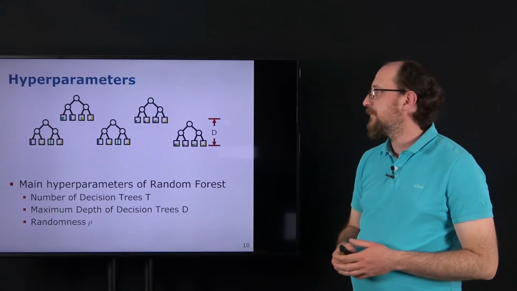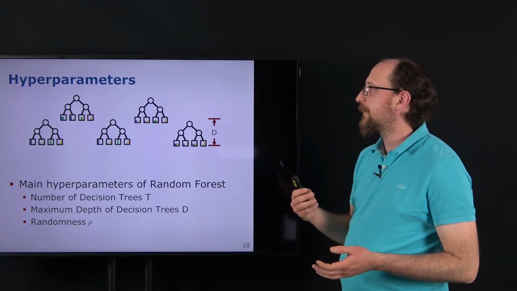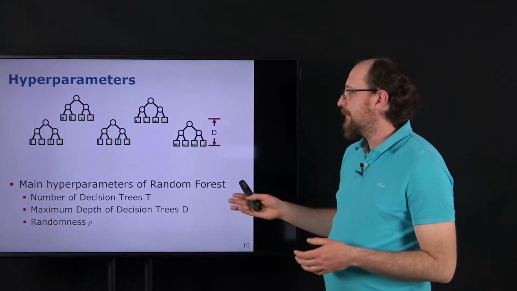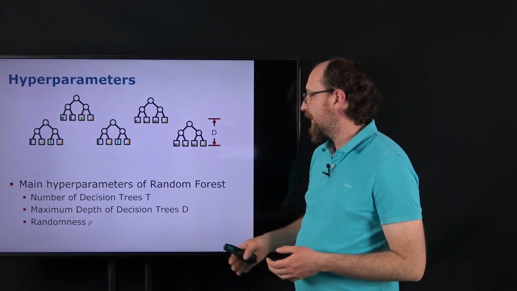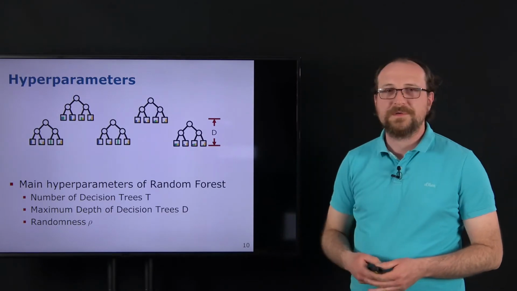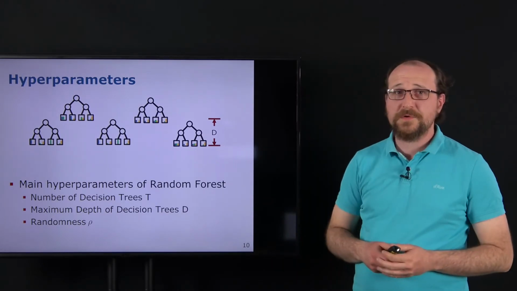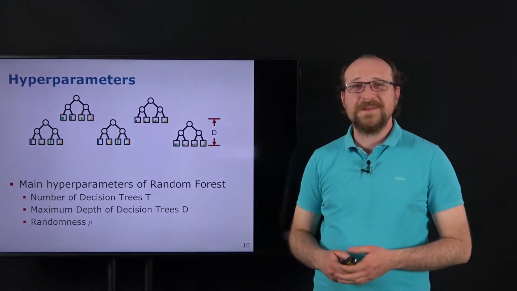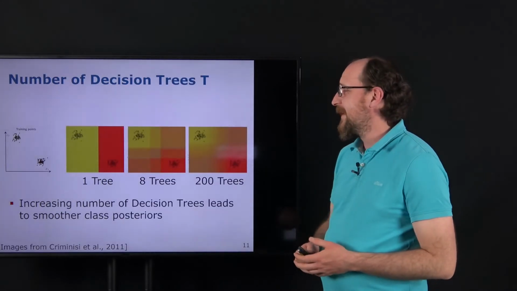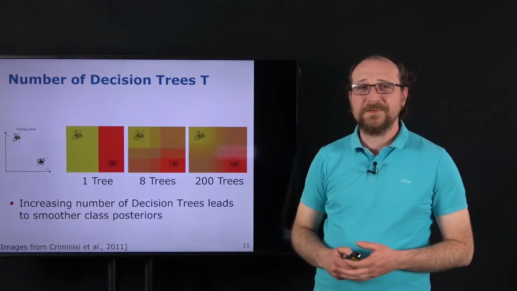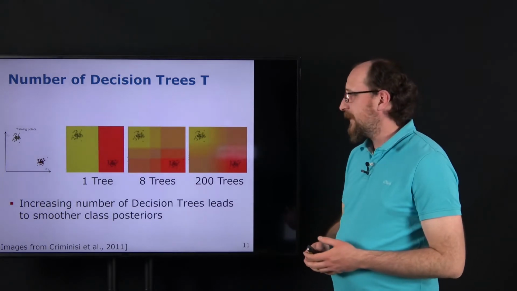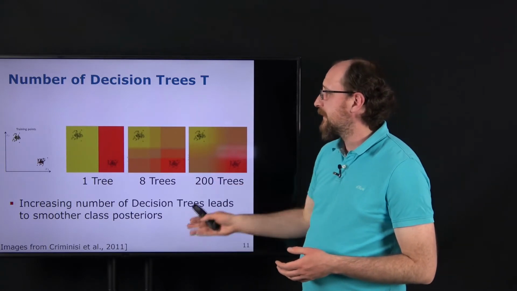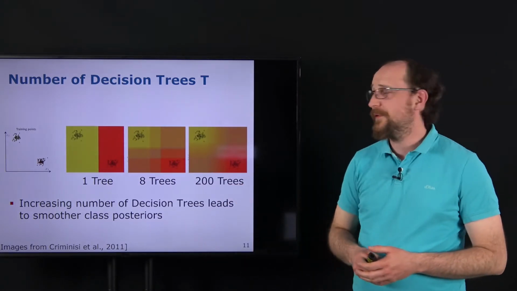And when we think of the random forest, the main hyperparameters are the number of trees, of course the maximum depth of the trees, and of course the randomness in the end. And now I want to give a little bit of insight into what the different parameters maybe lead to in the end. For this, I'm referring always to the report from Criminisi. And here the pictures are taken from this technical report.